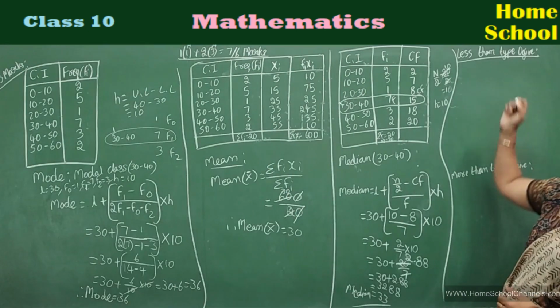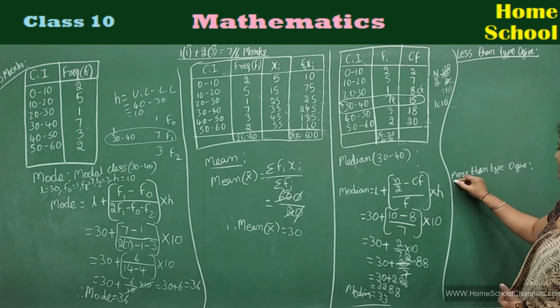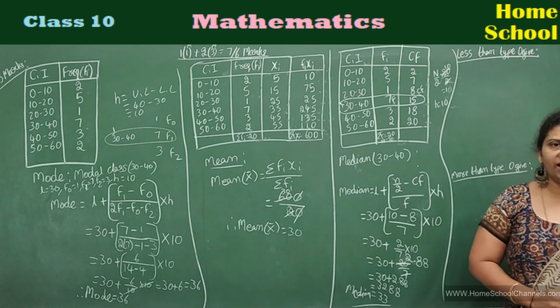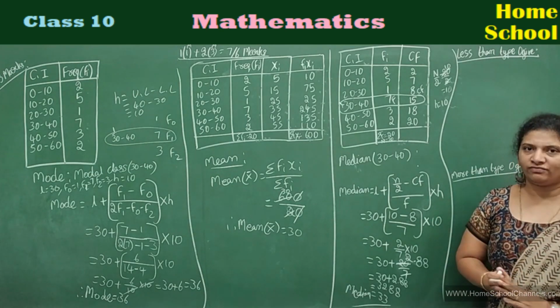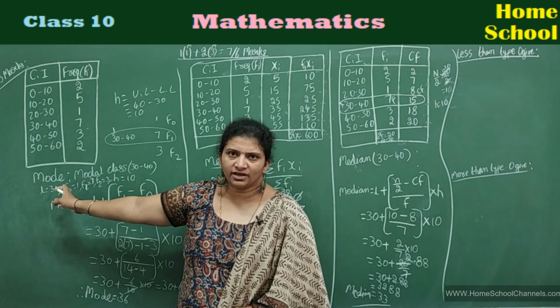Now, this same problem I am going to do cumulative frequency curves, less than type and more than type. Less than type ogive and more than type ogive. These are the graphs we need to do in graph. But I explain you roughly here, you need to do in graph sheet. So observe the question here carefully.